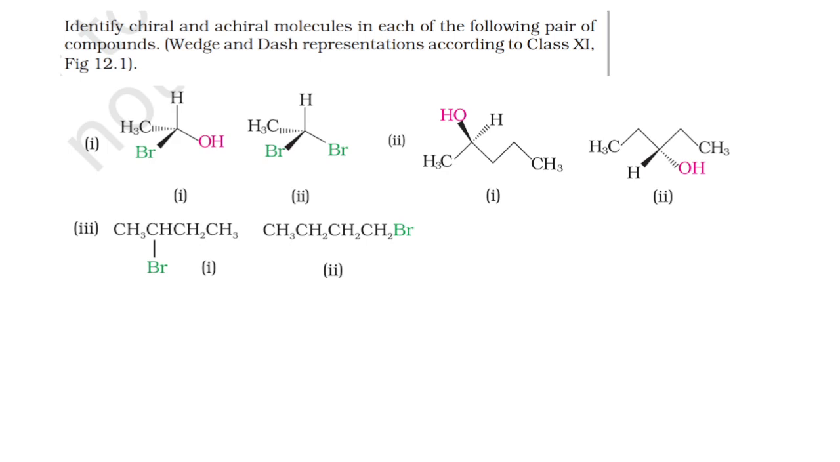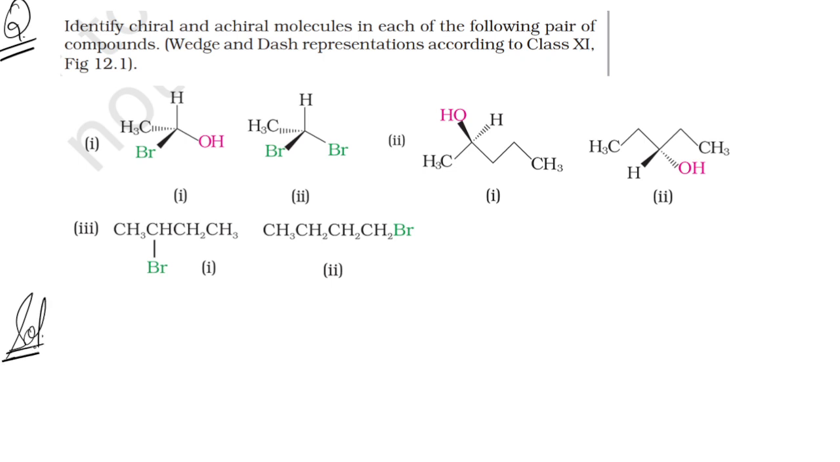So we have the organic question. Identify the chiral and achiral molecules in each of the following pairs of compounds. We have a set of pairs of organic compounds, and we need to figure out which are the chiral and achiral compounds. The prerequisite to do this question is your class 11th.